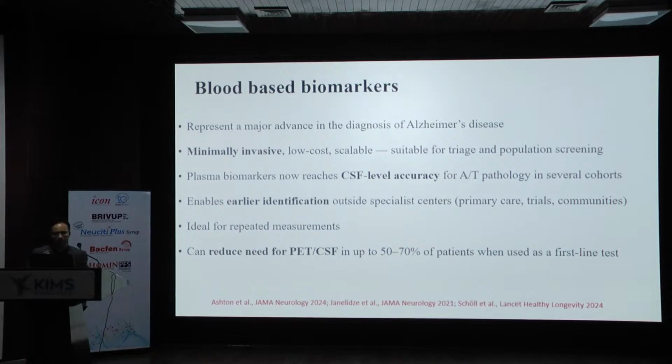Now, the plasma biomarkers have been shown to reach CSF-level accuracy for both Alzheimer's and tau pathology in several cohorts. They also enable earlier identification outside the specialized centers, like in primary care. If you have to do repeated measurements, you could do it in primary care as well. You cannot do a CSF in primary care. And the best part is they can reduce the need for an amyloid PET or a CSF in up to 50 to 70% of the patients when used as a first-line test. So that is, again, very important.